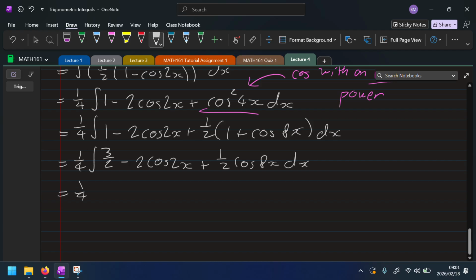So this will be 1/4 (3/2)x minus, the cos becomes sine, and then the 2 we need to divide by that. So this will be minus sine 2x plus, and then the cos 8x becomes sine 8x, and we divide by the 8.